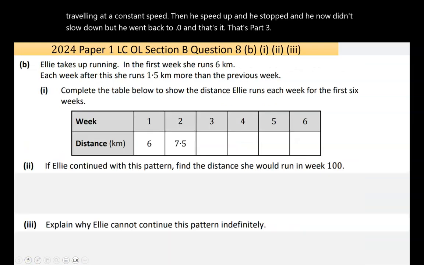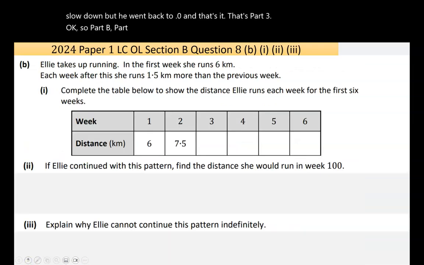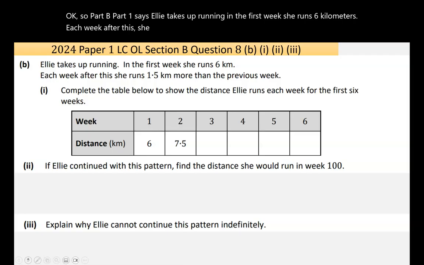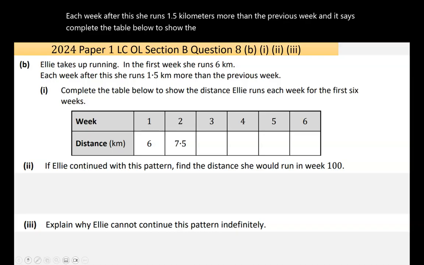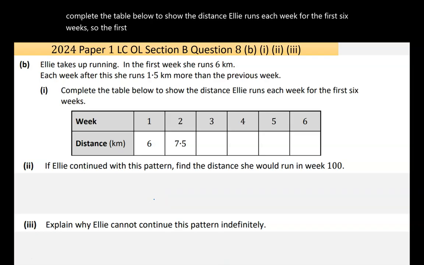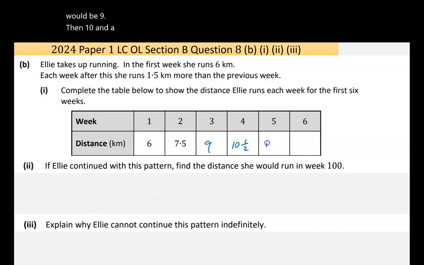Okay. So part B, part 1 says Ellie takes up running. In the first week, she runs 6 kilometers. Each week after this, she runs 1.5 kilometers more than the previous week. Then it says complete the table below to show the distance Ellie runs each week for the first 6 weeks. So the first week was 6 kilometers, then 1.5 extra, 7.5. So 1.5 extra then would be 9. Then 10.5, then 12.